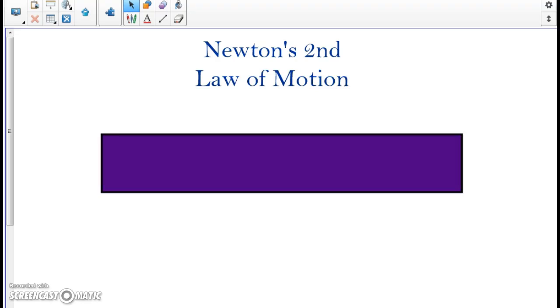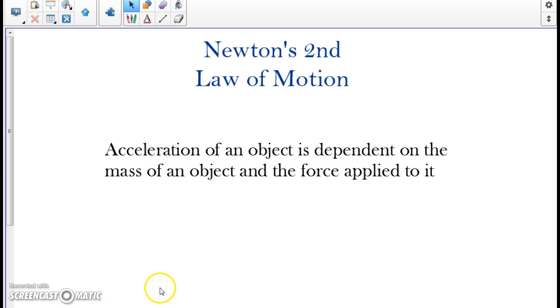Hello, today's screencast is going to be about Newton's second law of motion and momentum. We will be starting with Newton's second law of motion. His second law of motion says that the acceleration of an object is dependent on the mass of an object and the force applied to it.